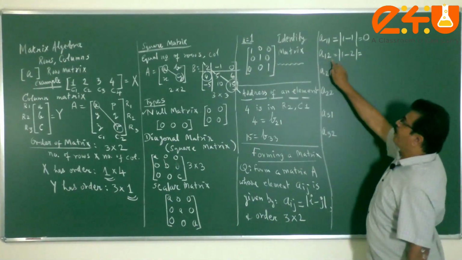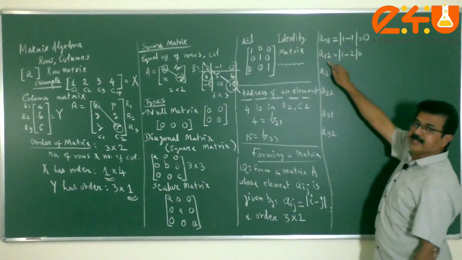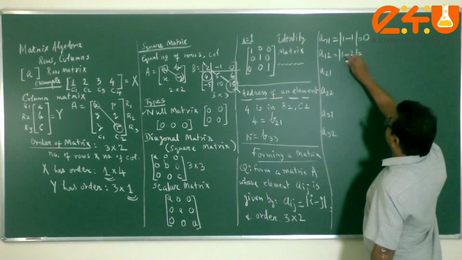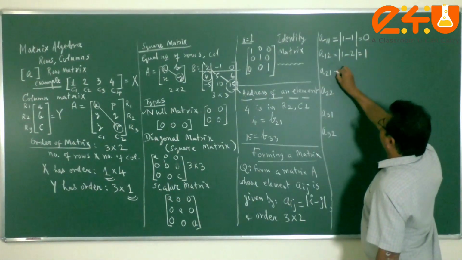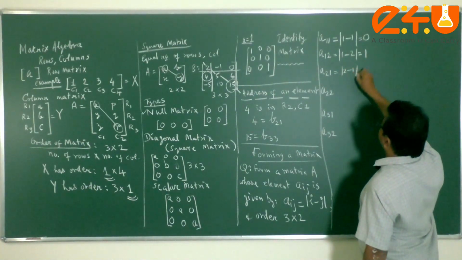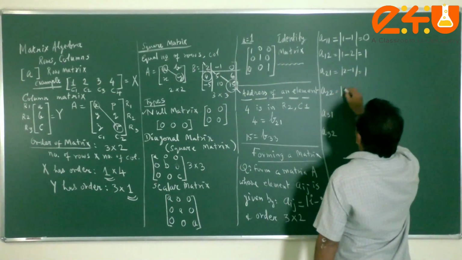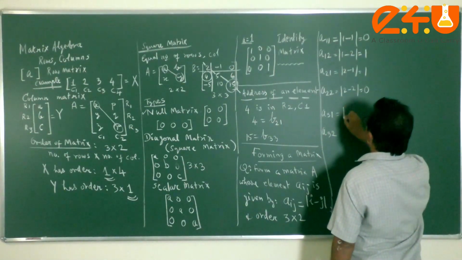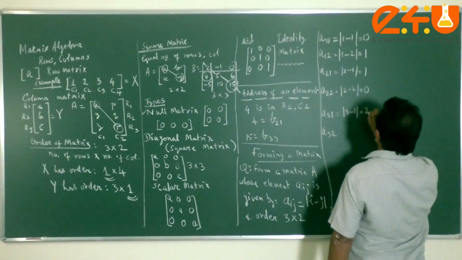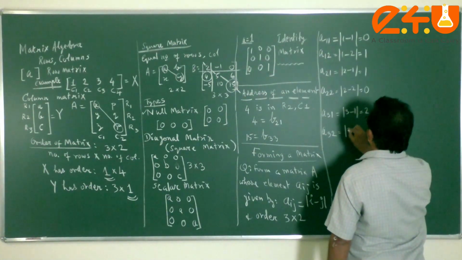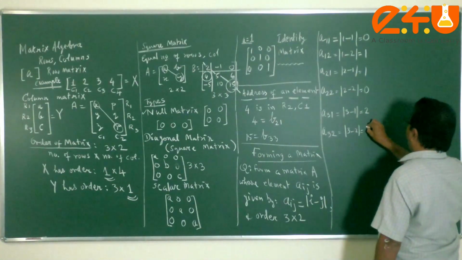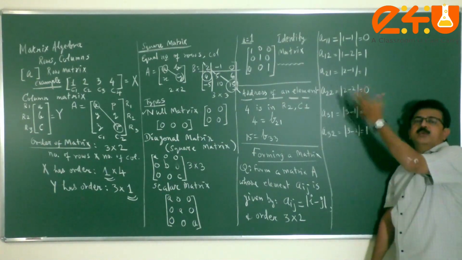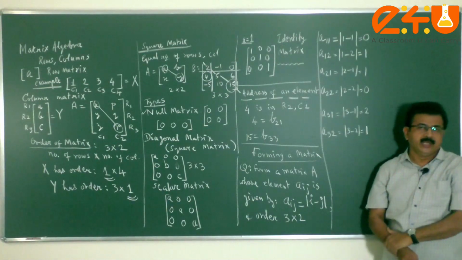Once you write the address properly in subscript, it's a matter of writing the first letter followed by minus of the second letter. So it is 1 minus of 2 and mod value is 1. And here mod of 2 minus 1, which is also 1. Mod of 2 minus 2 becomes 0. And what about here? Mod of 3 minus 1 is 2. And mod of 3 minus 2 is 1.